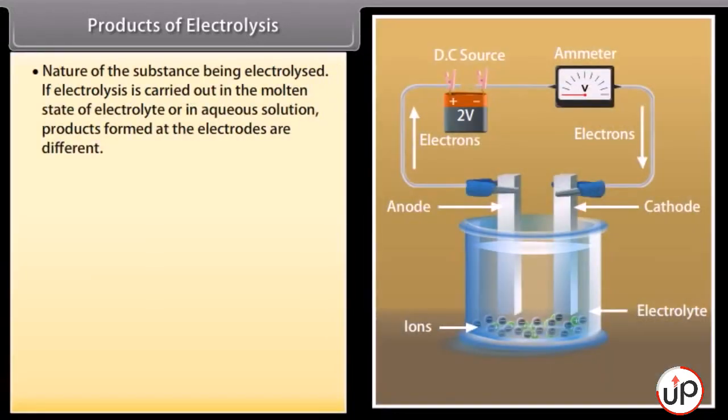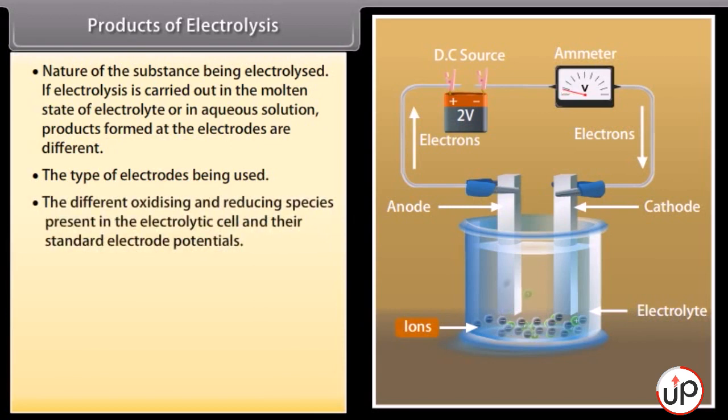Products of electrolysis. Products of electrolysis depend mainly upon the following factors. Nature of the substance being electrolyzed. If electrolysis is carried out in the molten state of electrolyte or in aqueous solution, products formed at the electrodes are different. The type of electrodes being used. If the electrode used is inert, it does not take part in the reaction, or if the electrode is reactive, it takes part in the electrode reaction. Then, the products of electrolysis would be different.